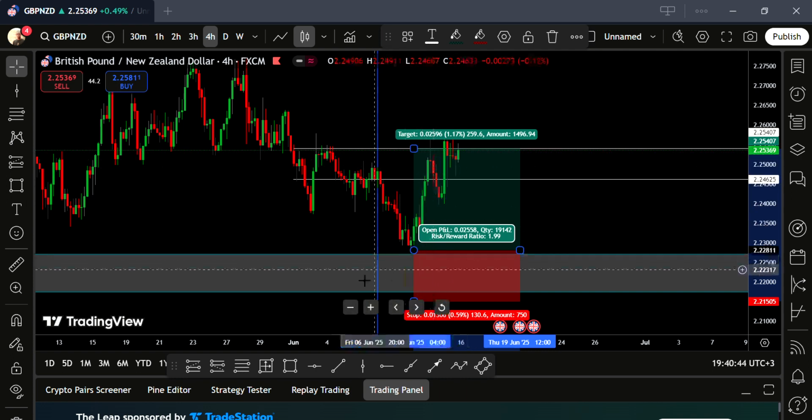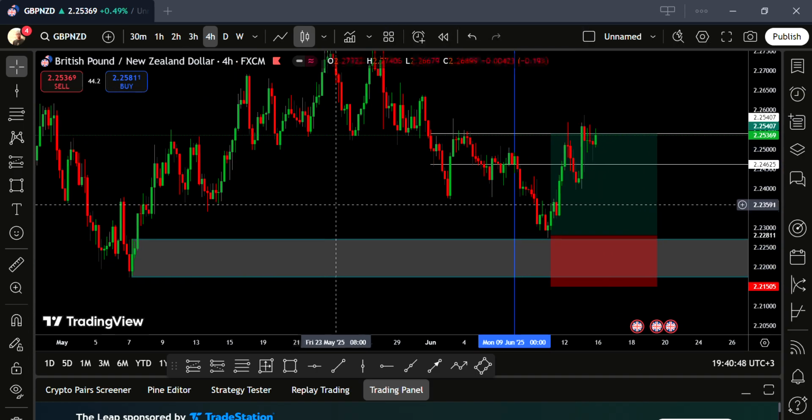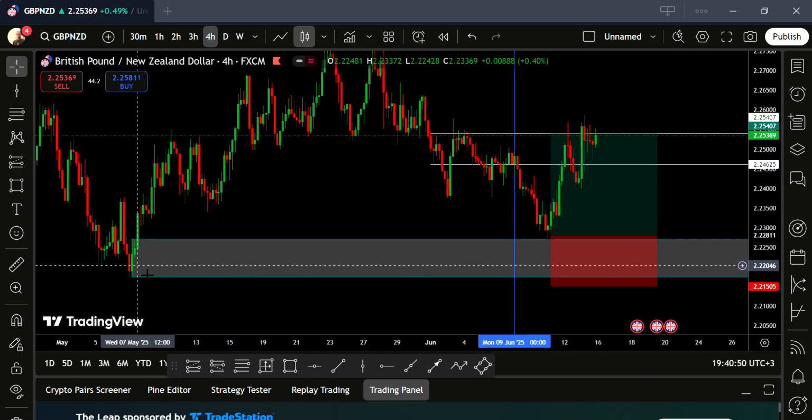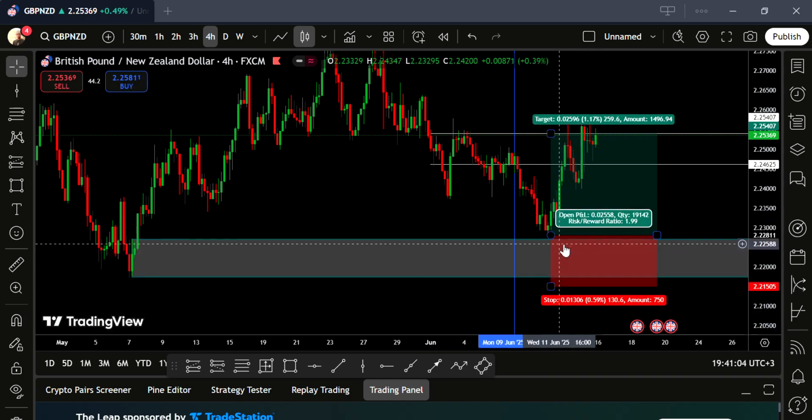But with demand and supply, you get precise entries. You know that since price is coming, this is where it is going to buy from. This is where it is going to buy from. So it makes it very, very simple, because now you know where price is going to buy from. You set your buy limit there, or when it comes, you execute manually.